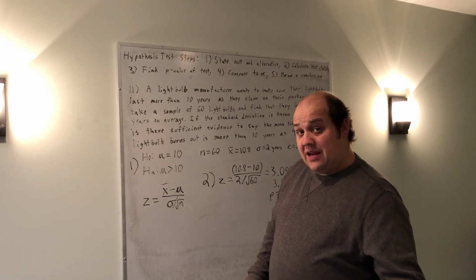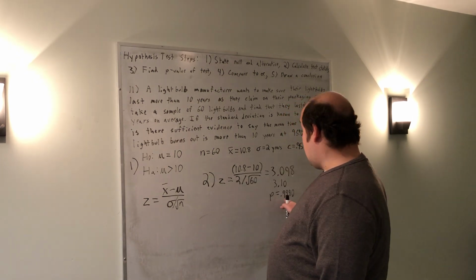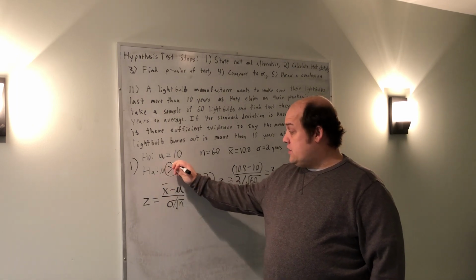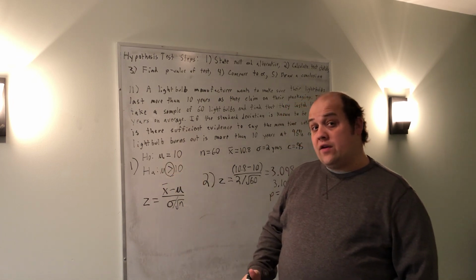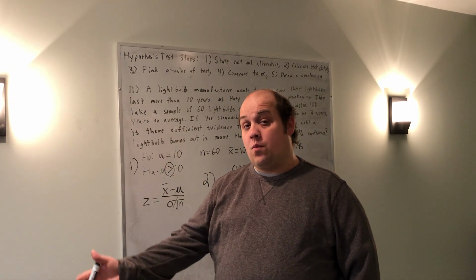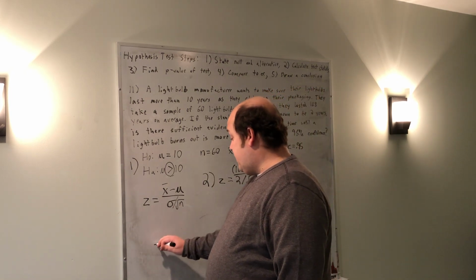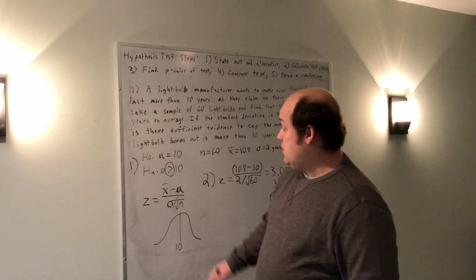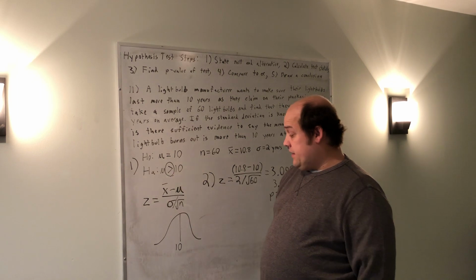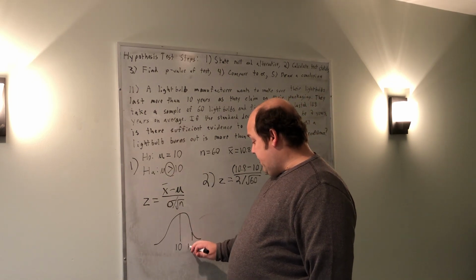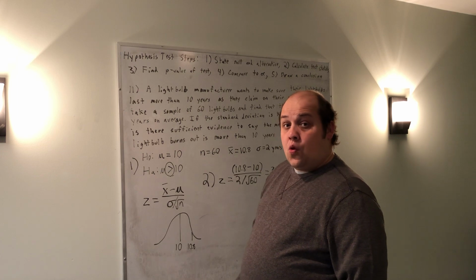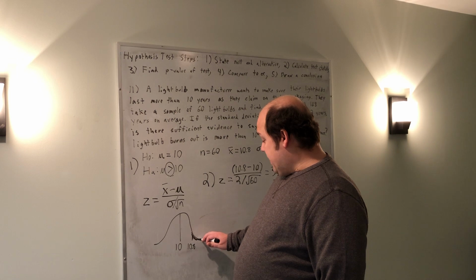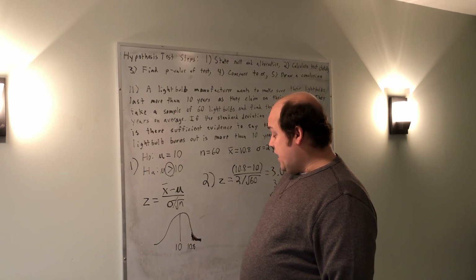I'm not done with step 3 yet, because what I now need to do is put this in context of the alternative hypothesis. The alternative hypothesis has a greater than here. So we're looking for the probability we get something more than what we got in the sample. In other words, if we think about it on a normal curve centered at the mean under the null hypothesis, 10, and we now get a sample value of 10.8, we want to figure out what's the probability we got this sample value or something greater than it. So we want to find this shaded area.